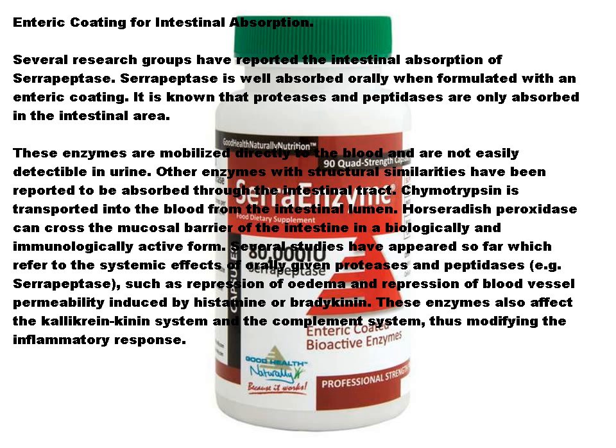Other enzymes with structural similarities have been reported to be absorbed through the intestinal tract. Chymotrypsin is transported into the blood from the intestinal lumen. Horseradish peroxidase can cross the mucosal barrier of the intestine in a biologically and immunologically active form. Several studies have appeared so far which refer to the systemic effects of orally given proteases and peptidases, for example serrapeptase, such as repression of edema and repression of blood vessel permeability induced by histamine or bradykinin. These enzymes also affect the kallikrein-kinin system and the complement system, thus modifying the inflammatory response.